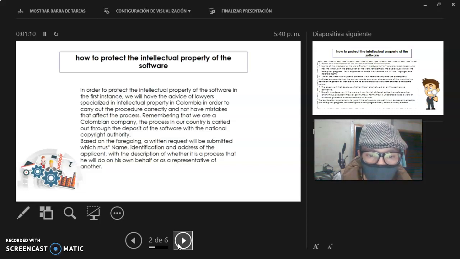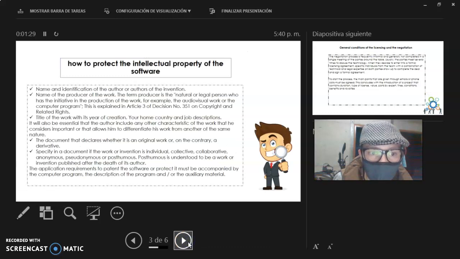Based on the form, a written request will be submitted, which must include the name, identification, and address of the applicant, with the description of whether it is a process that he will do on his own behalf or as a representative of another. How to protect the intellectual property of the software?